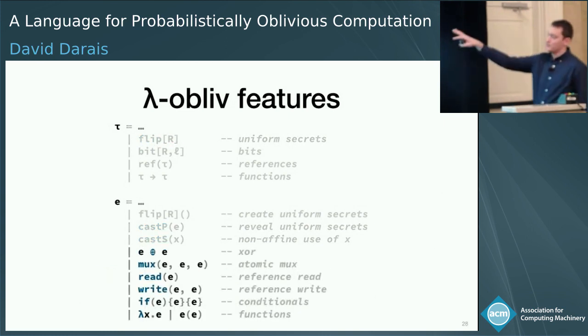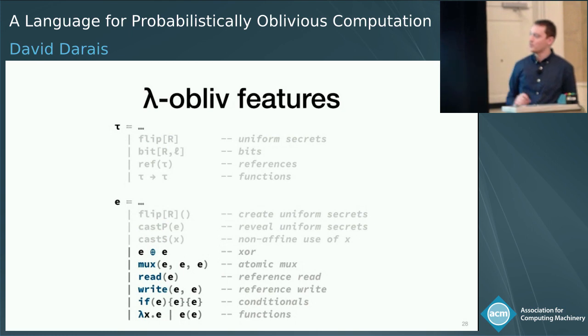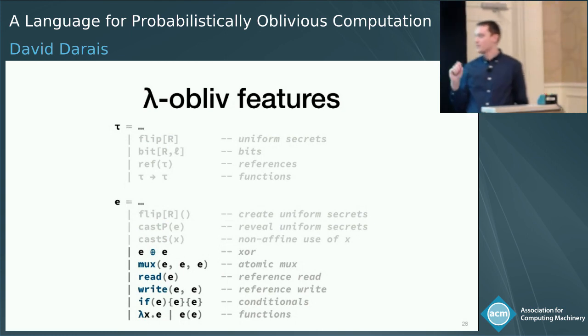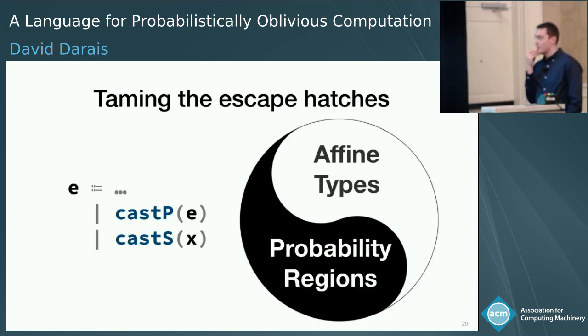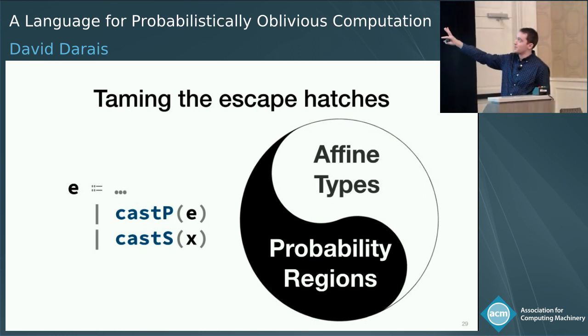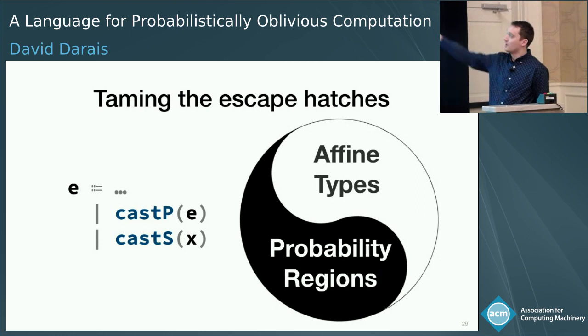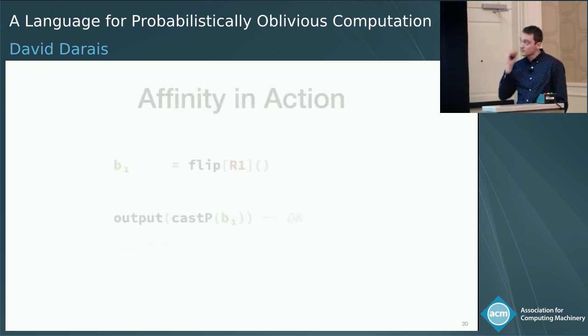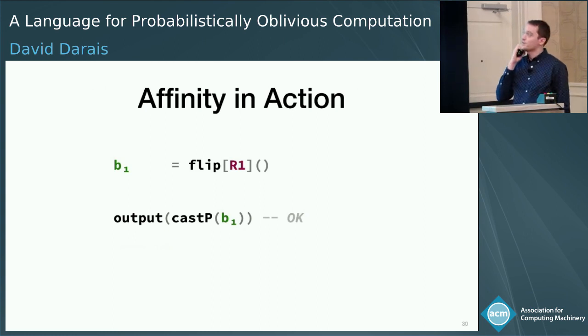And then after these very special things, we have the usual operations over bits, reading and writing references, conditionals, and functions. So these are our escape hatches. And how do we deal with these while maintaining PMTO? First, the two key features in the type system that do this are affinity and probability regions, and I'll go over them separately.